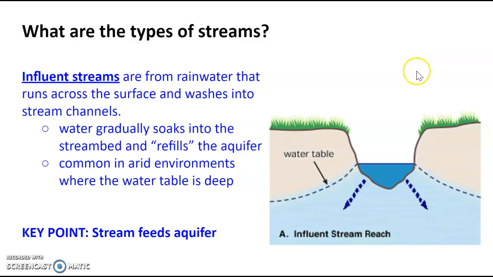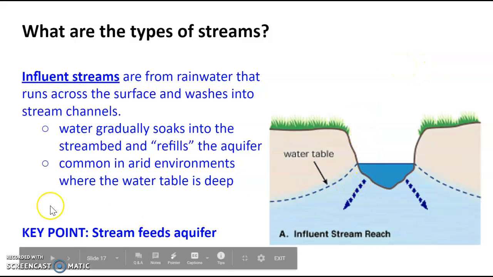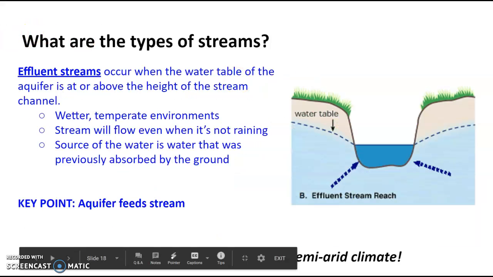This is really common in arid environments where the water table is really deep. So the key point is that the stream feeds the aquifer. So it rains, the stream fills up, and then over time, the ground absorbs all the water from the stream, and the stream goes away.